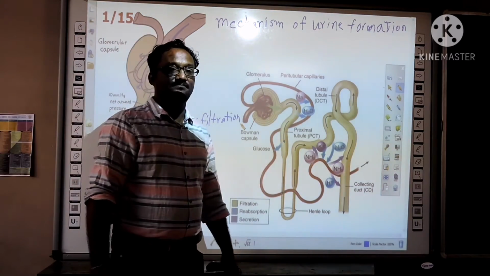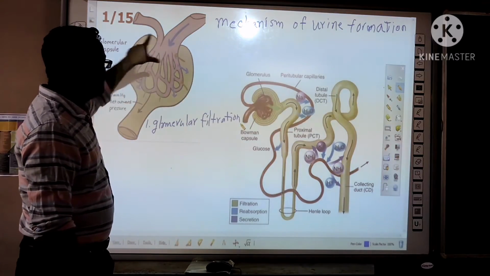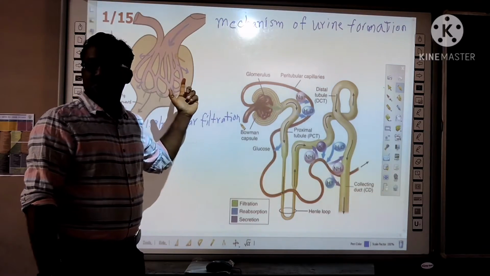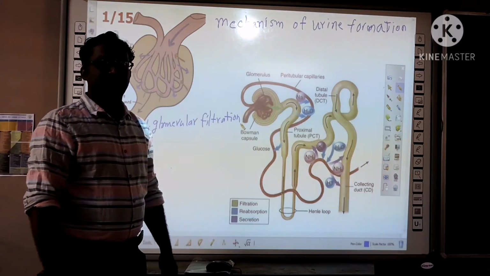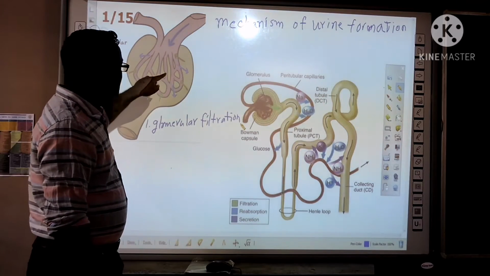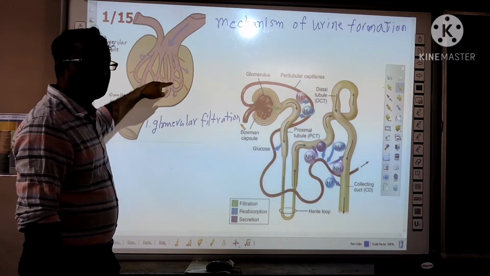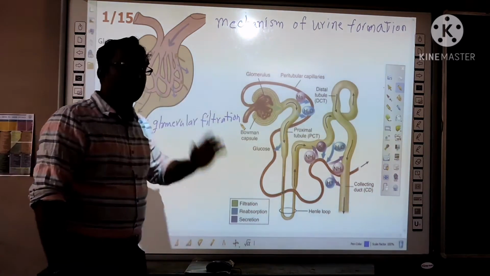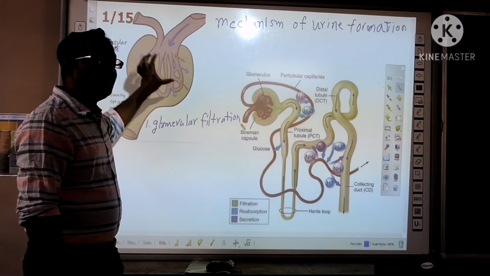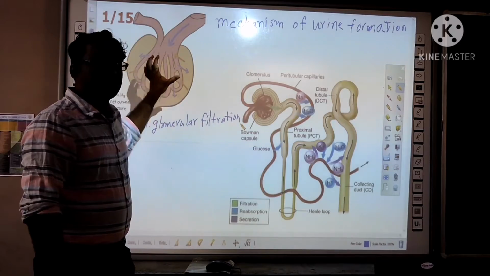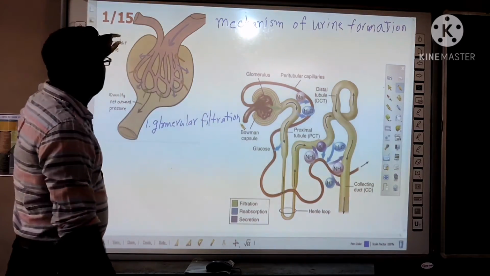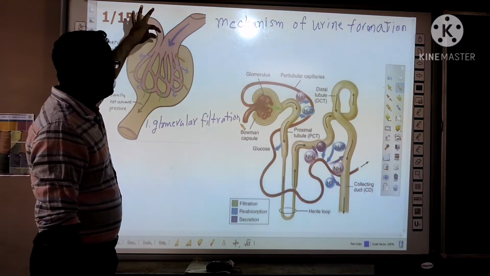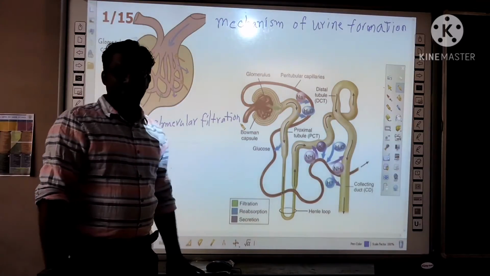Ultrafiltration takes place. That means you see this Bowman's capsule. The afferent arteriole brings the blood into the glomerulus. The blood consists of nitrogenous waste. So here what should happen? The nitrogenous waste present in the blood should be separated. For that separation, pressure should be applied on the blood. How is the pressure applied? The narrowness of the efferent arteriole applies the pressure on the blood.